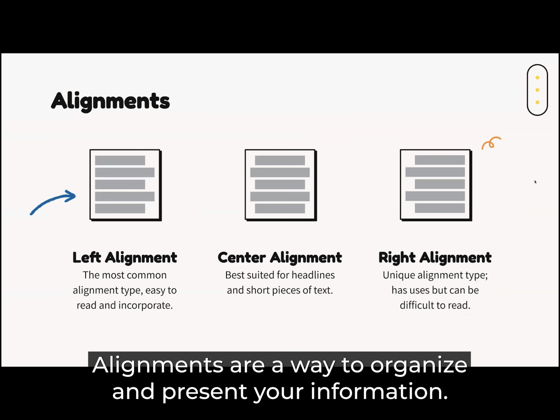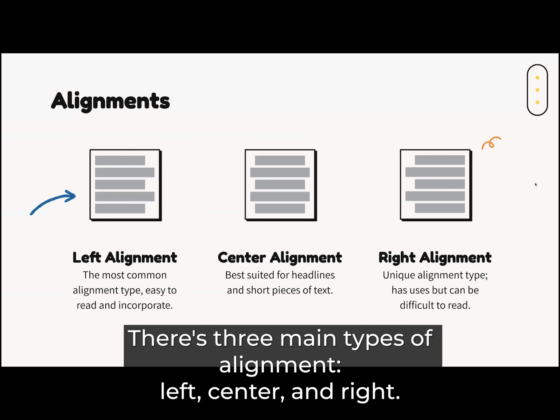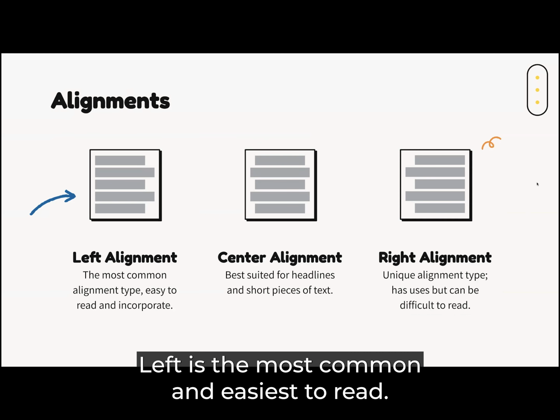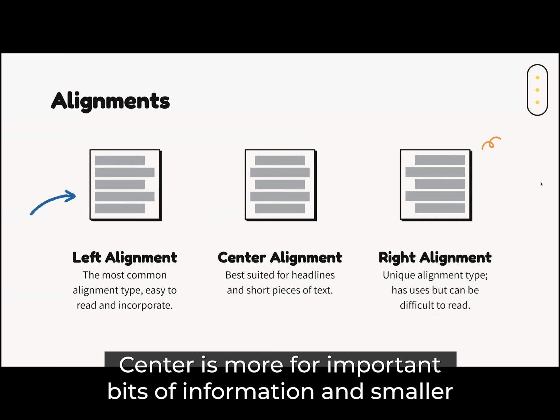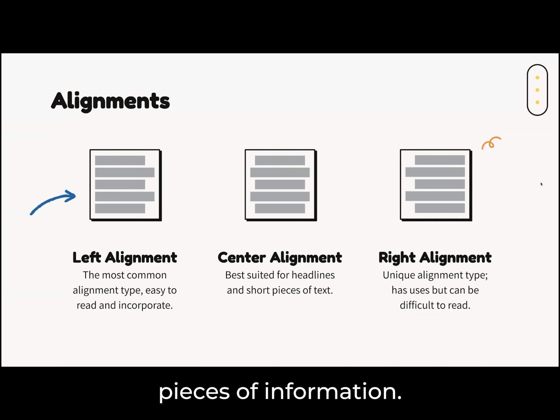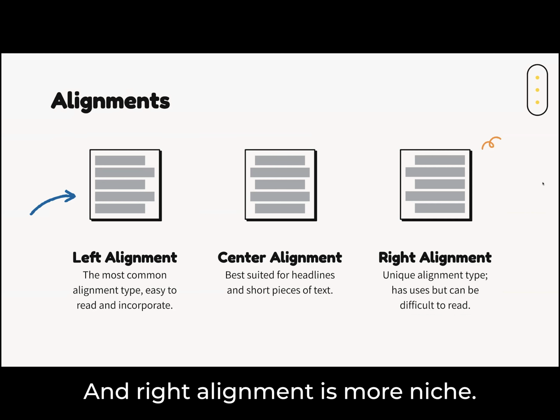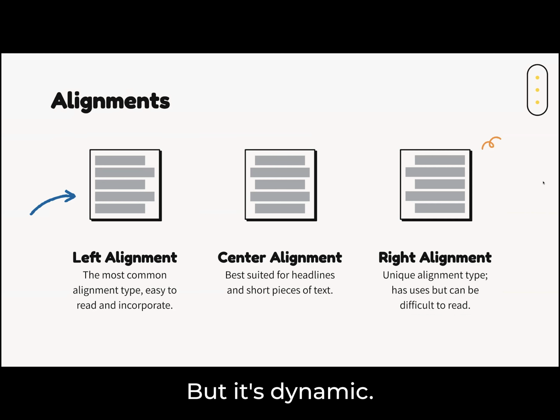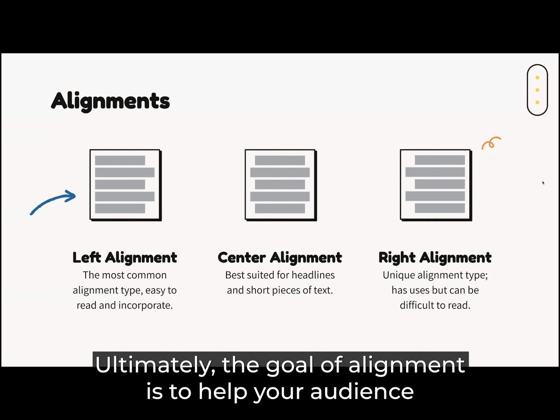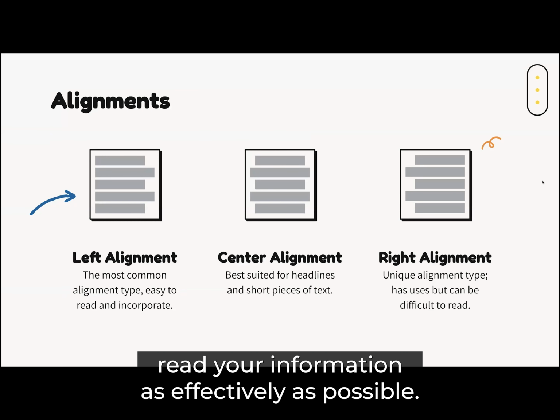Alignments are a way to organize and present your information. There's three main types of alignment: left, center, and right. Left is the most common and easiest to read. Center is more for important bits of information and smaller pieces of information. And right alignment is more niche, but it's dynamic, but it's also harder to read. Ultimately, the goal of alignment is to help your audience read your information as effectively as possible.